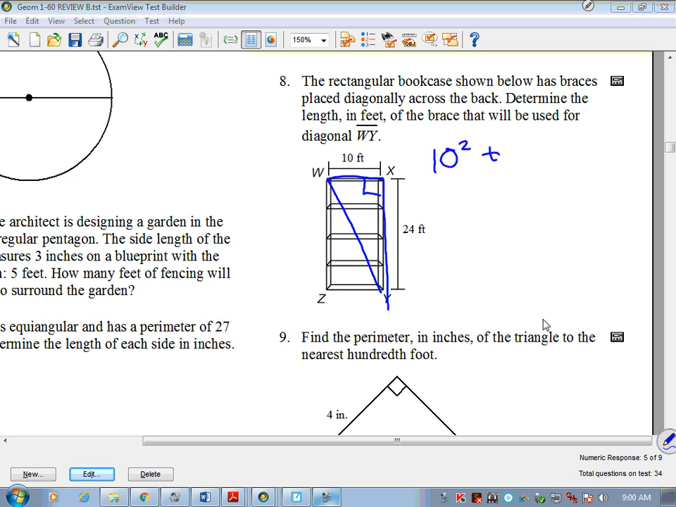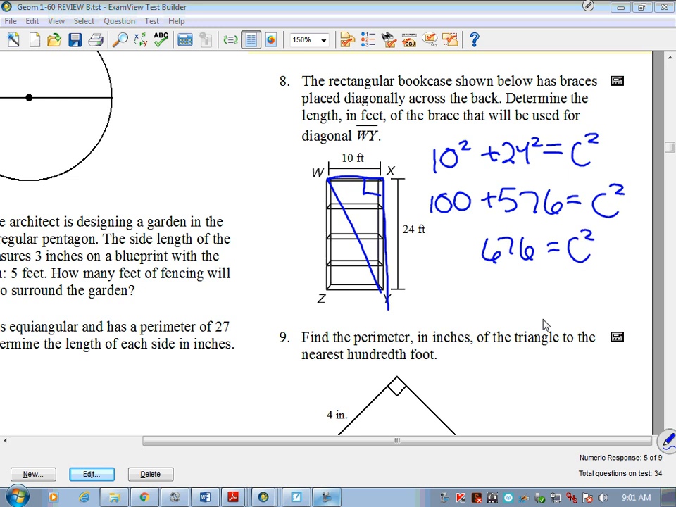10 squared plus 24 squared equals C squared. So we have 100 plus, let's find out what 24 squared is. 576. So we've got 676. And we want to square root both of those. Square root of 676 is 26. 26 equals C, and that is in feet. 26 feet. All right, that was number 8.